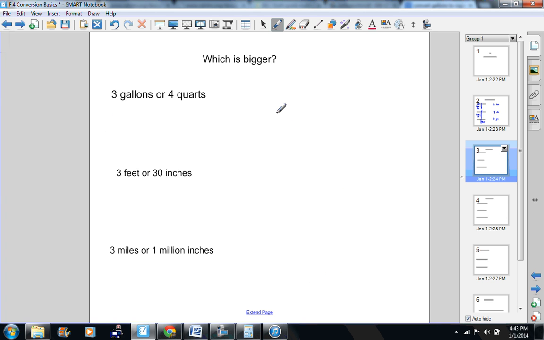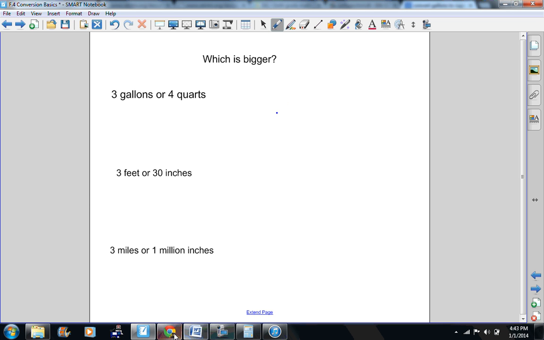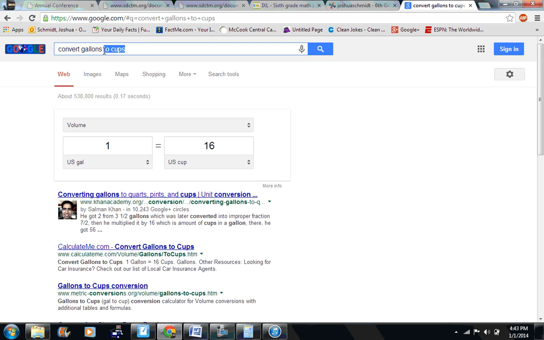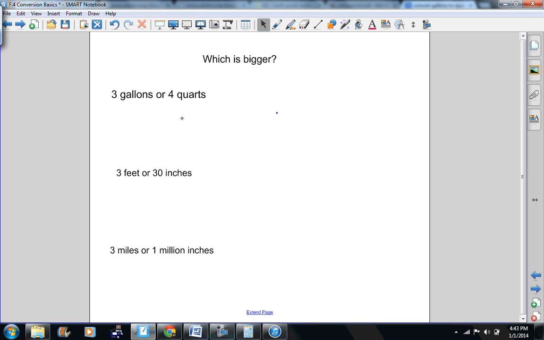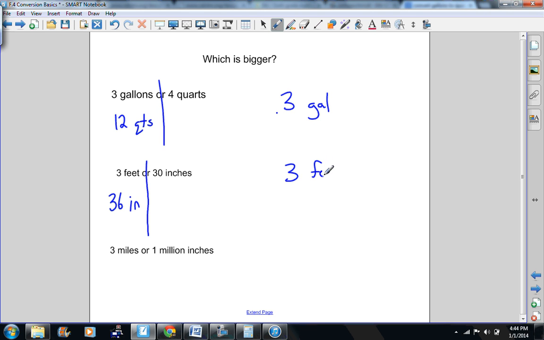Now, I want you to try these on your own and see how they go. So, we have gallons to quarts. 1 gallon is equal to 4 quarts. So 3 gallons, that's 12 quarts. 12 is bigger than 4, so 3 gallons is the answer for the top one. 3 feet to 30 inches. Well, 3 feet is 12 inches times 3, 12 plus 12 plus 12, which is 36 inches. Therefore, the 3 feet is bigger.